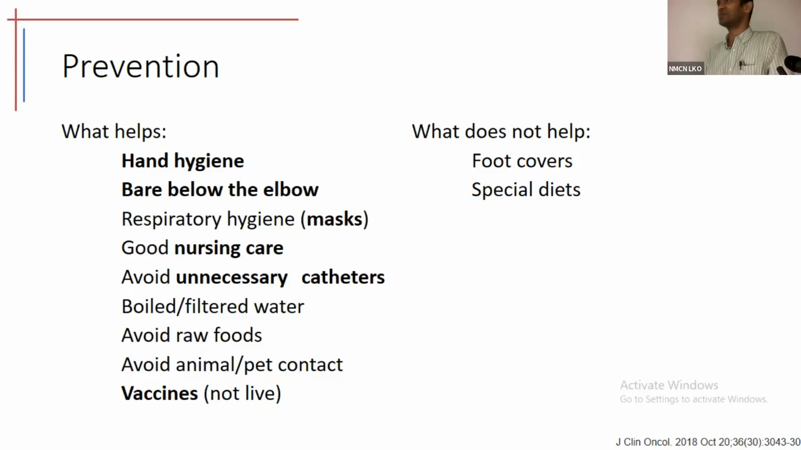Special diets. Food faddism is the biggest thing in India right now. Everyone has some sort of food faddism, and I think everyone has faced the situation of papayas for platelets and whatnot. So none of that works, right? It does not help.